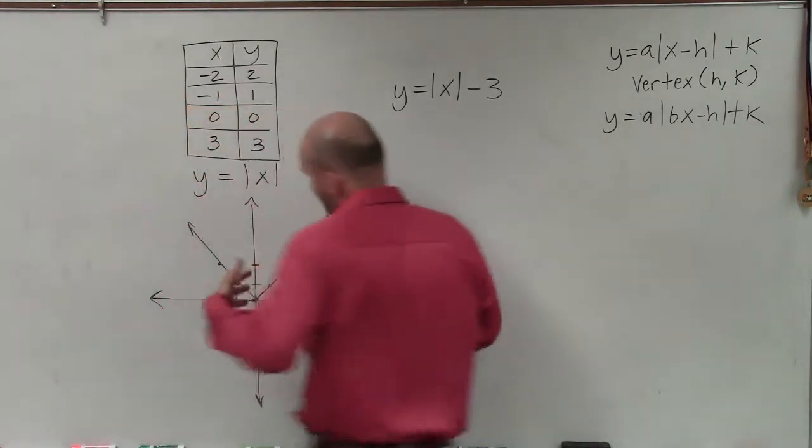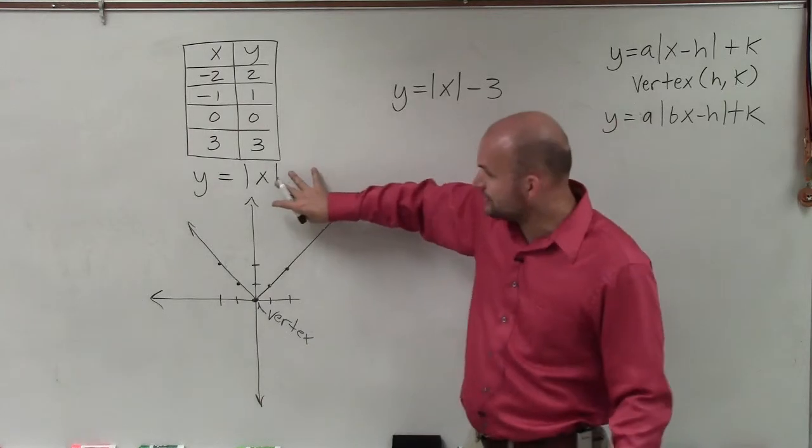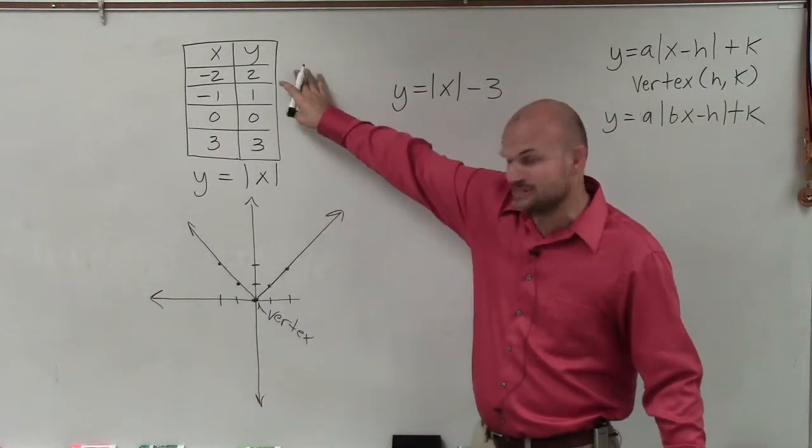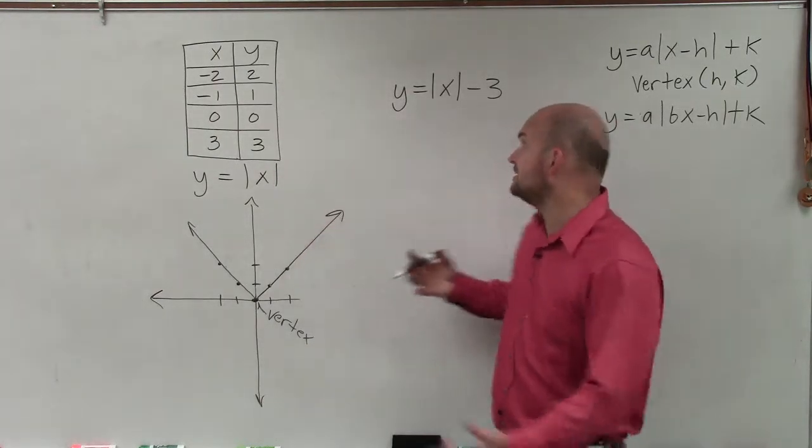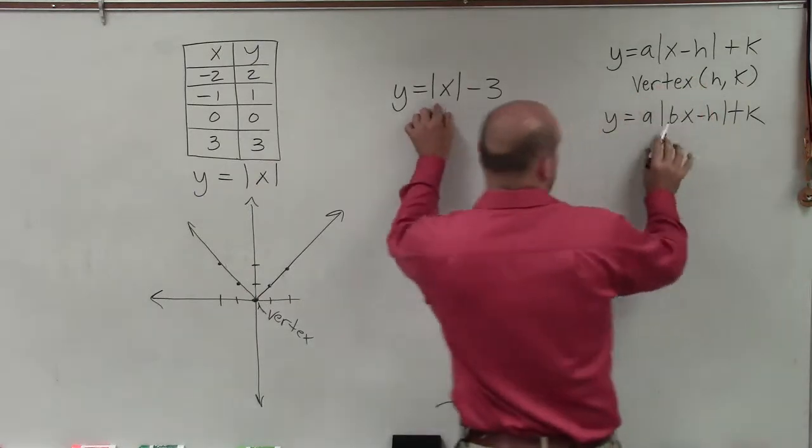Now, the important thing I did here is I want to show you the parent graph of y equals absolute value of x. And here's a table, and here's what the graph looks like. All right, now notice I don't have any a or any a and b.